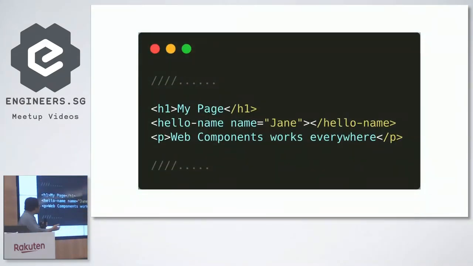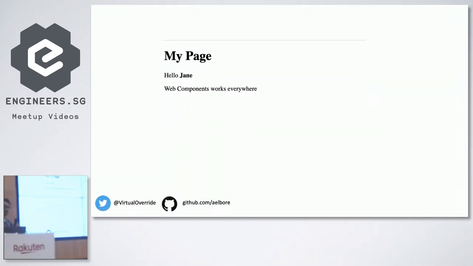And then this is how you put it in your HTML. So there's hello name. This is the property or attributes that we have, and then it goes to Jane. And then this is the one additional markup. And then this is how your custom element renders. So it says hello, and then the name Jane. Web components everywhere.